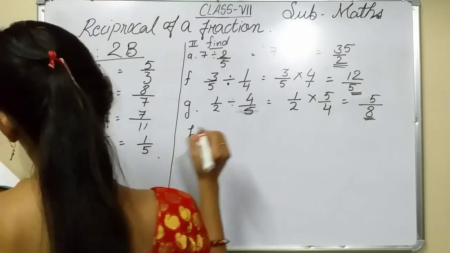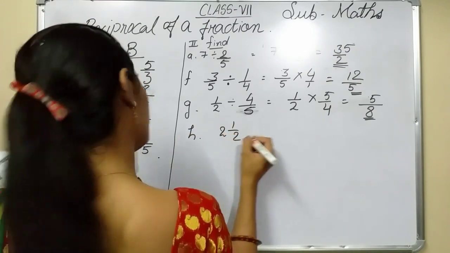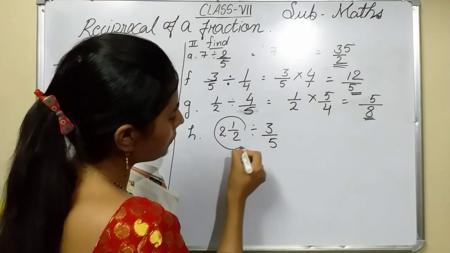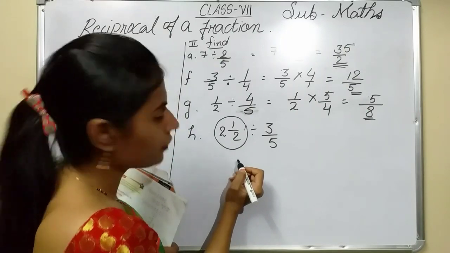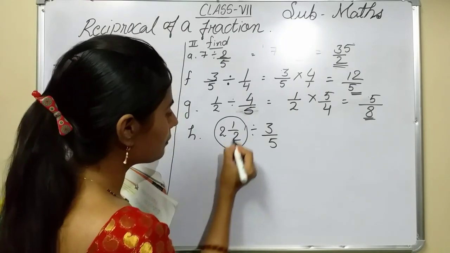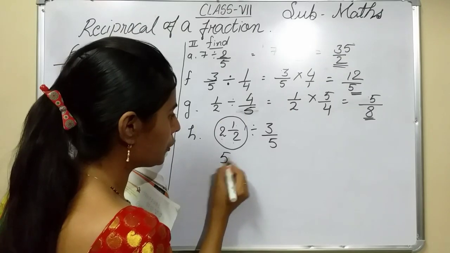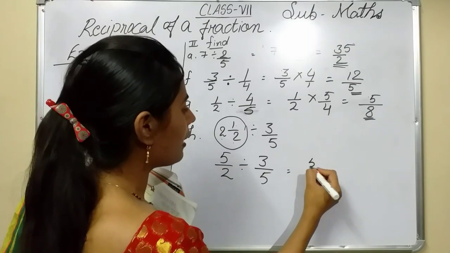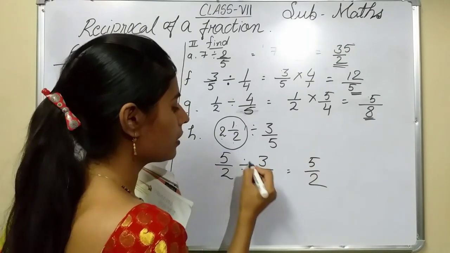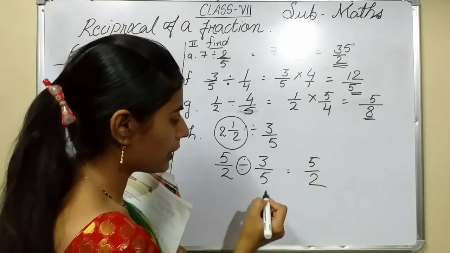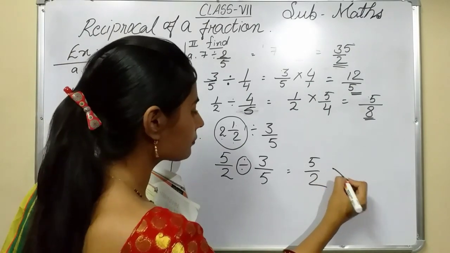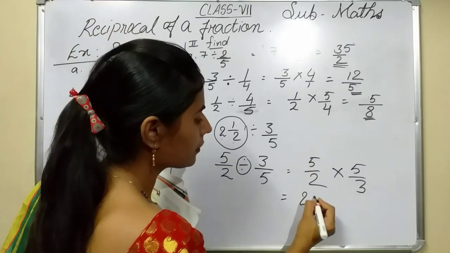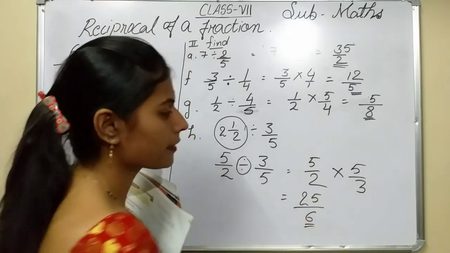H. 2 1 by 2 divided by 3 by 5. Here it is given as a mixed fraction, so you have to change it into an improper fraction. 2 1 by 2 means 2 2s are 4 plus 1, 5 by 2, divided by 3 by 5. First of all change into multiply, then interchange the digits. It is 5 by 3. 5 5s are 25 by 6.